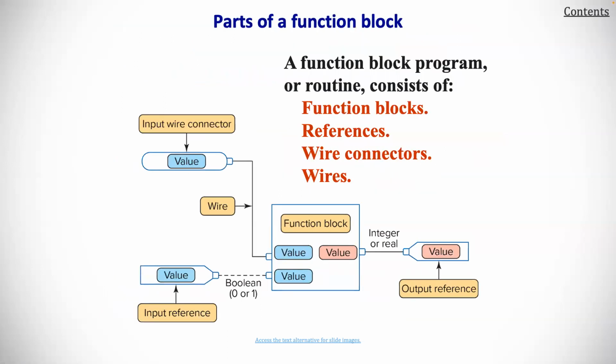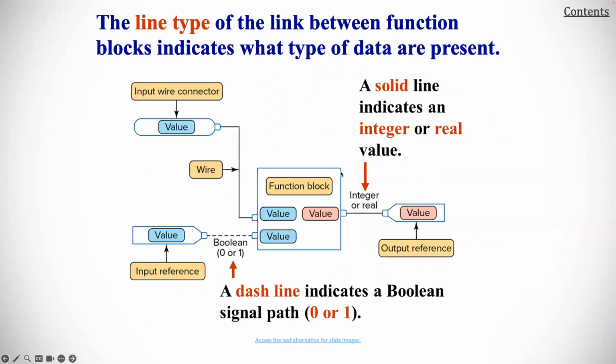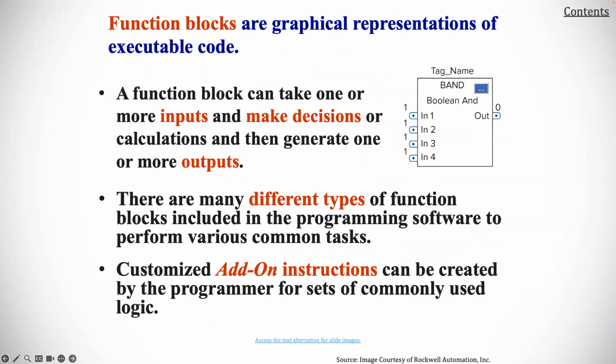Function block program or routine consists of functional blocks, references, wire connectors, and wires. So a line type of a link between functions indicates what type of data are present. So a solid line indicates an integer or real value. A dashed line indicates a Boolean signal path of a 0 or a 1. So there are graphical representations of executable code.